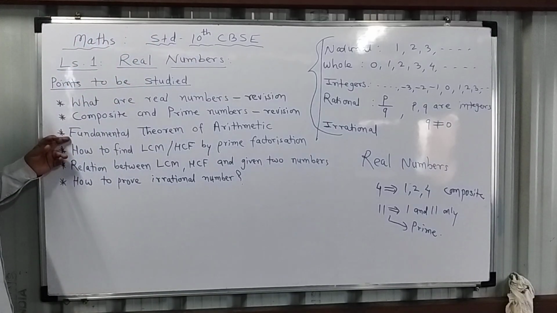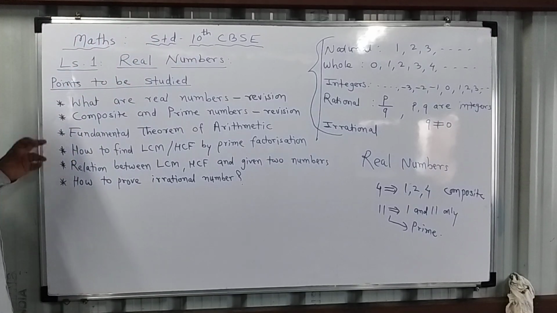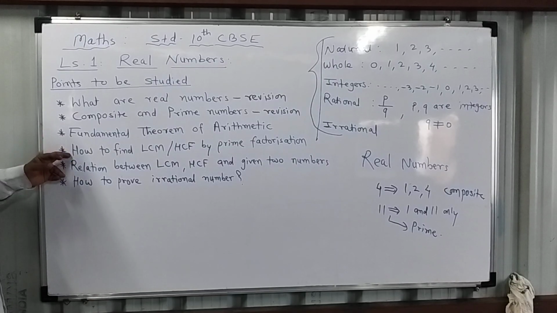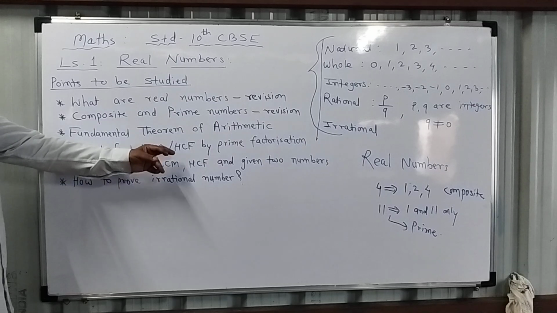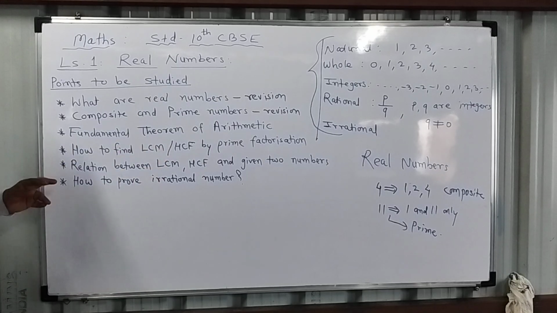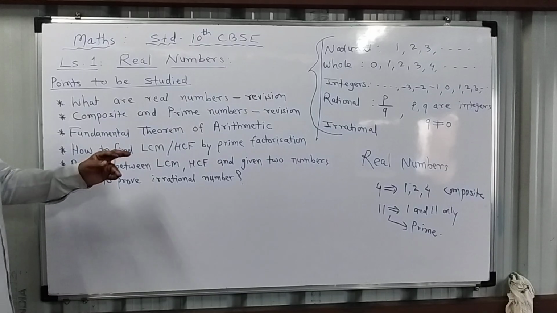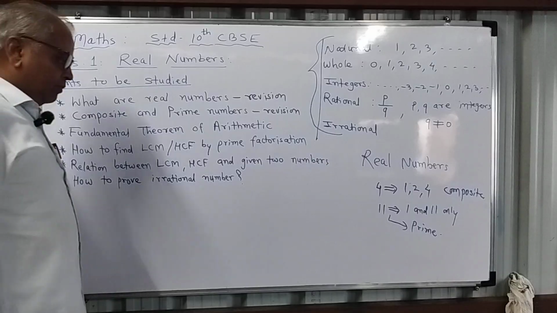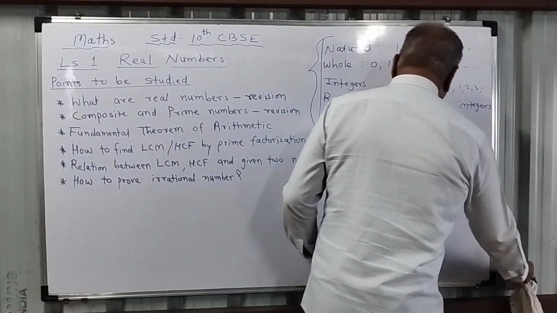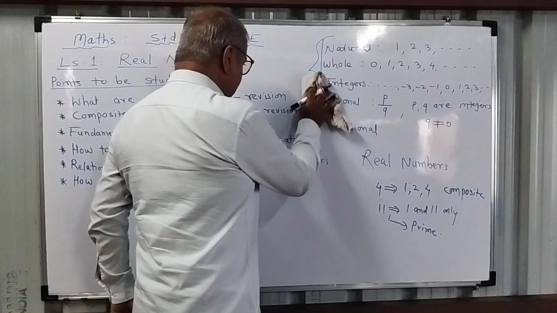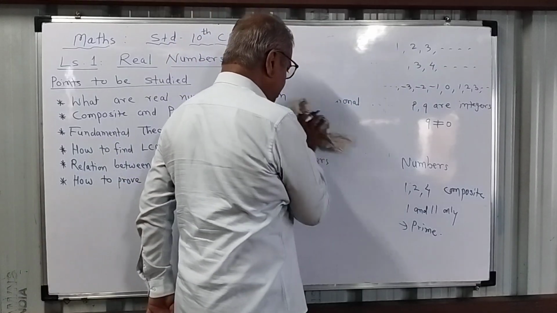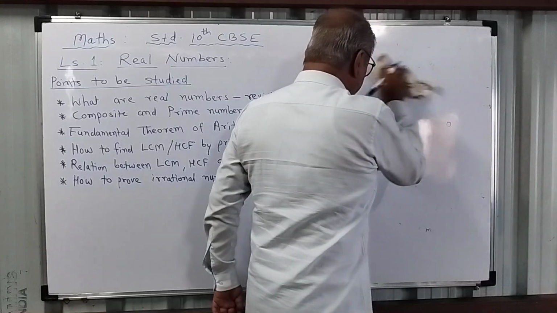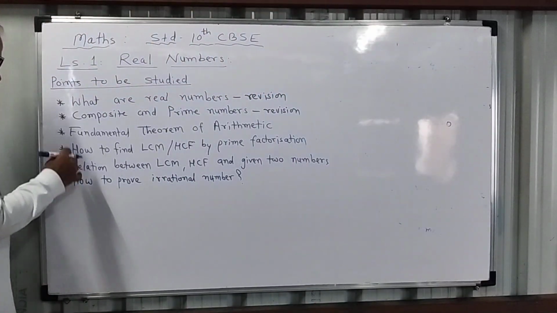Then we will see the fundamental theorem of arithmetic. So this is very important. We will see how to find LCM and HCF by the prime factorization method, then the relation between LCM, HCF and the given 2 numbers, and how to prove the irrational number. So this is the content of this lesson. So let us see what is the fundamental theorem.